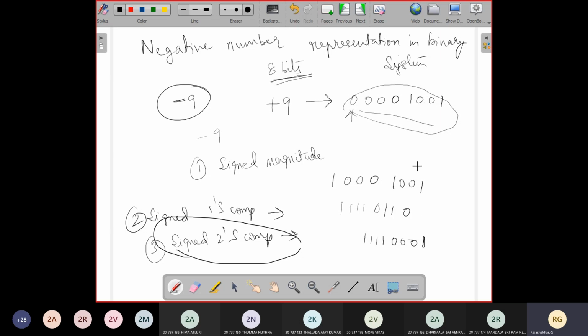I am keeping... sorry, I should take the complement. I apologize, I made a small mistake. You corrected, right? You are correct. So it should be 2 ones here.